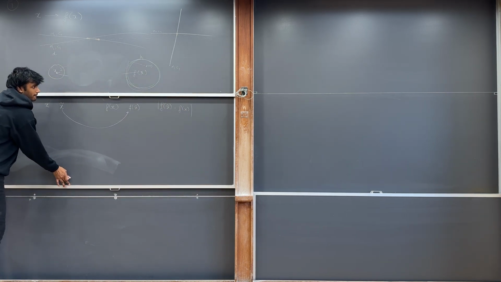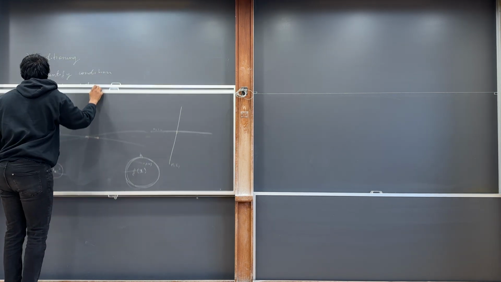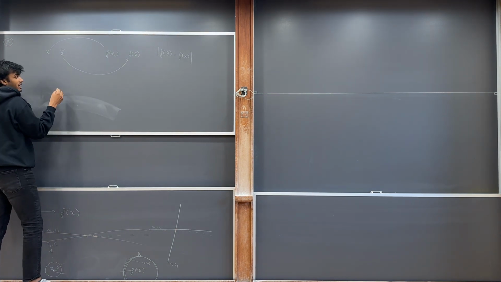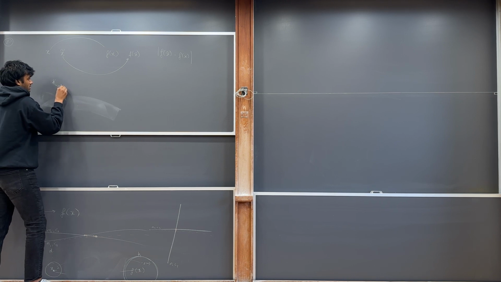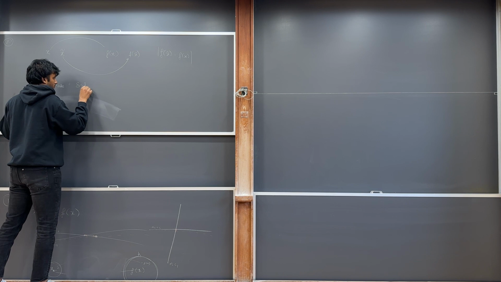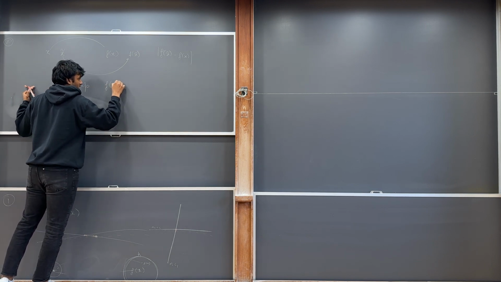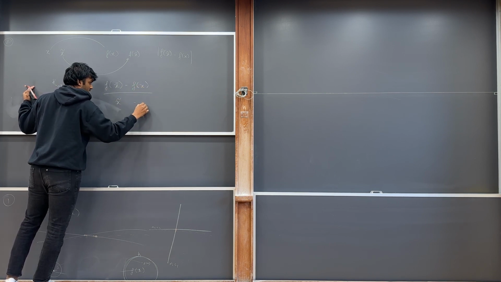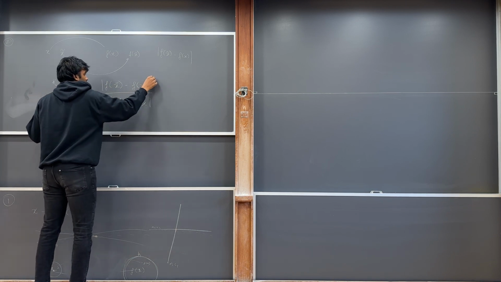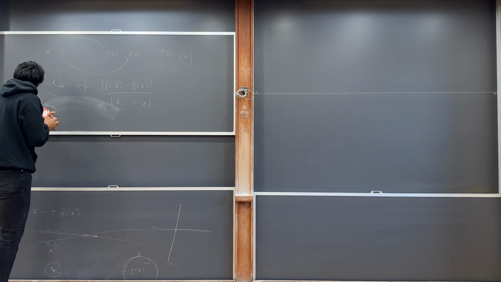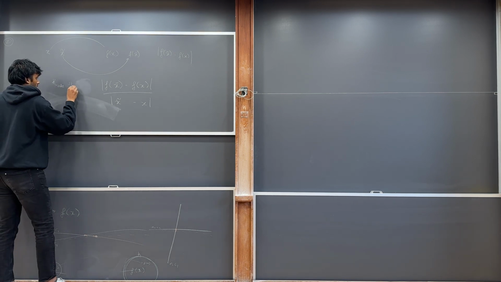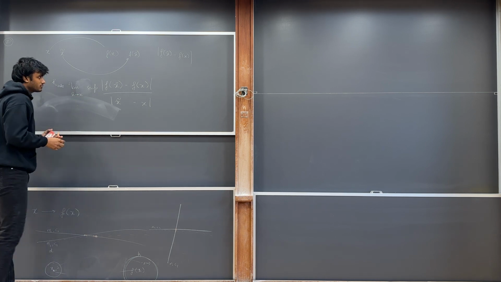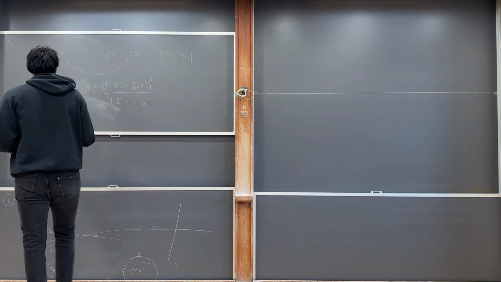So the condition number is defined as such: k absolute is the supremum of the absolute value of f of x tilde minus f of x, divided by the absolute value of x tilde minus x, in the limit x tilde tends to x. This is how my absolute condition number is defined.